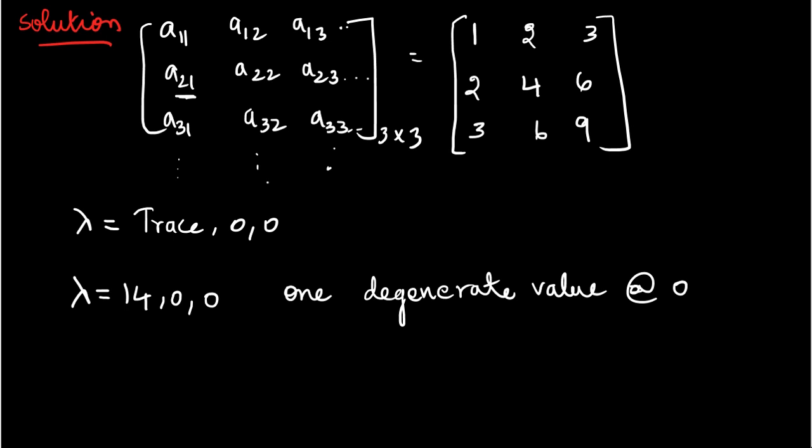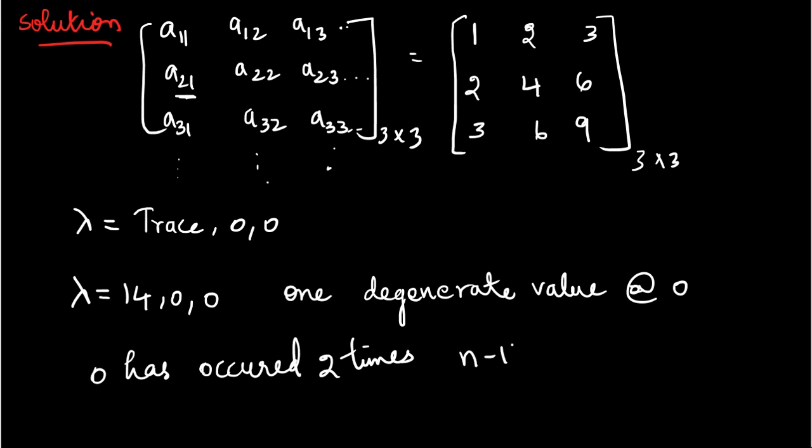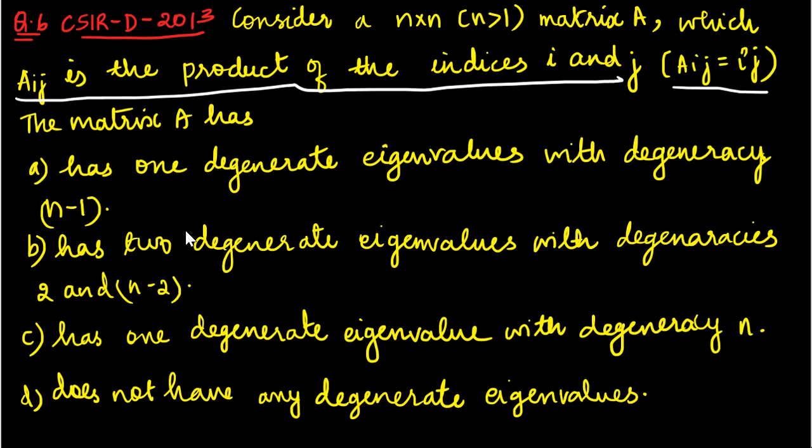And now we have to find the degeneracy. We have already considered a 3 by 3 matrix. Degeneracy is how many times it has occurred. So 0 has occurred 2 times. Now, how do you relate that to the order of the matrix? I can say for a 3 by 3 matrix, 0 has occurred n minus 1 times. So this is the degeneracy. Now if you see the question, you can say that it has one degenerate eigenvalue, which is 0, and the degeneracy is n minus 1. So a very simple question, just the words are tricky. You just have to know what degenerate eigenvalues and degeneracy are and how to relate them to your matrix.